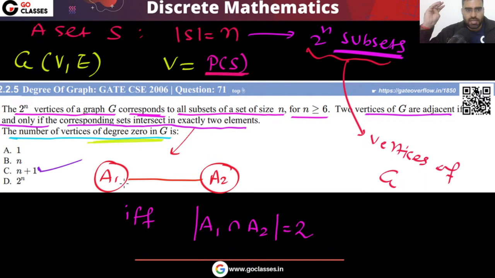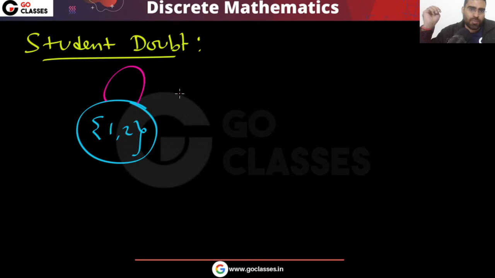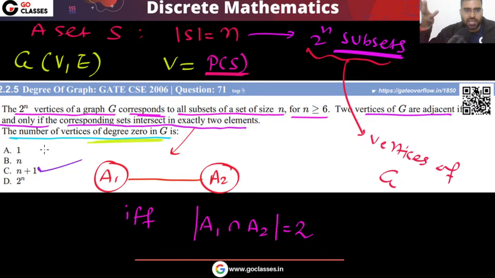So a nice doubt Dipan is asking: will they have self loop? For example, this 1, 2, will they have self loop? In this question, it does not matter. So this is the student doubt: will we have self loop? For example, if you have this vertex, will this vertex have self loop? Yes, of course it will have self loop, right? Whether you consider this self loop or not, particularly in this question, it does not matter.